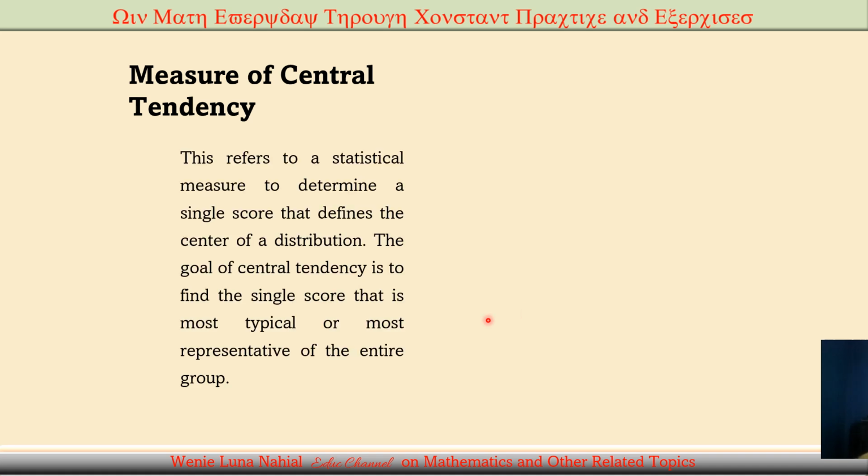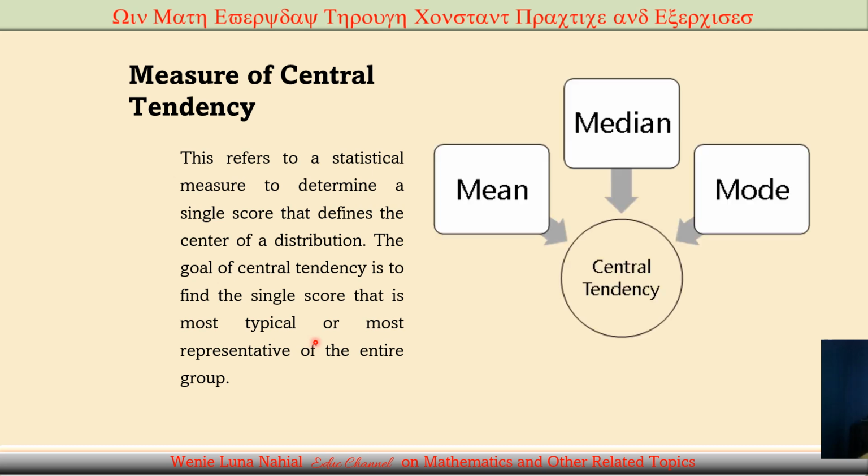This refers to a statistical measure to determine a single score that defines the center of a distribution. The goal of central tendency is to find a single score that is most typical or most representative of the entire group. And we have mean, median, mode as our measures of central tendency.